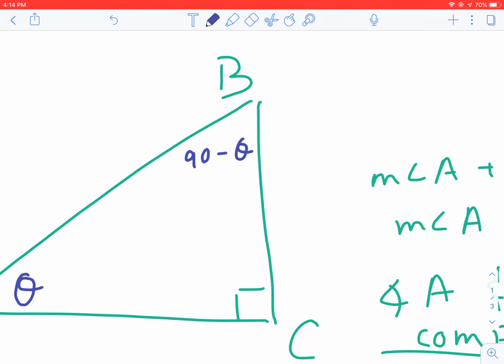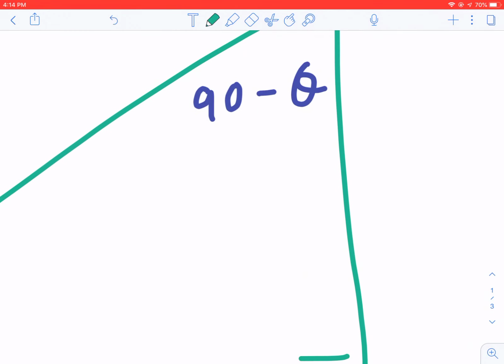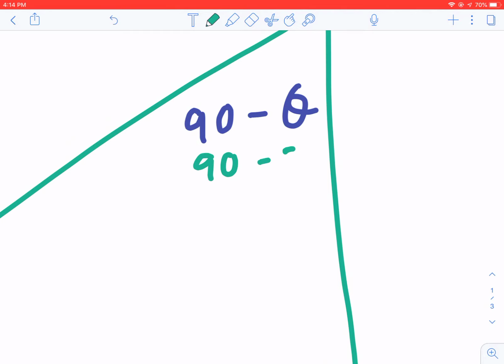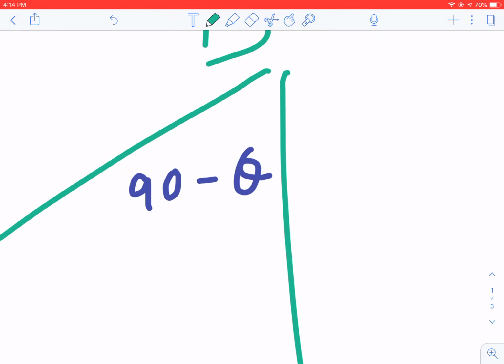That might look a little weird, but I think it makes a lot of sense once we plug in a number. For example, if this were 50 degrees, wouldn't angle B be 90 minus 50, or 40 degrees, because 50 plus 40 is 90. And another example, if this were 70 degrees, over here that'd be 90 minus 70, which of course would be a 20 degree angle, etc. So in general, I can call angle A theta, and I can call angle B 90 minus theta degrees.